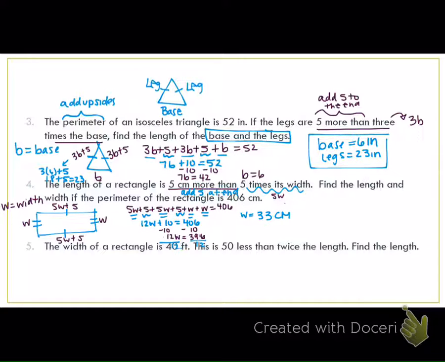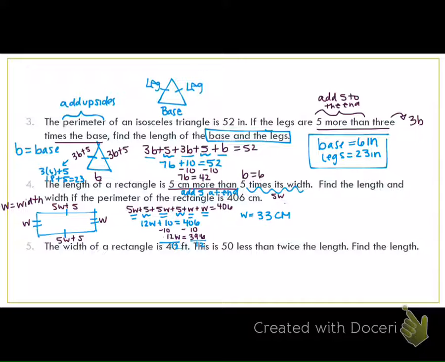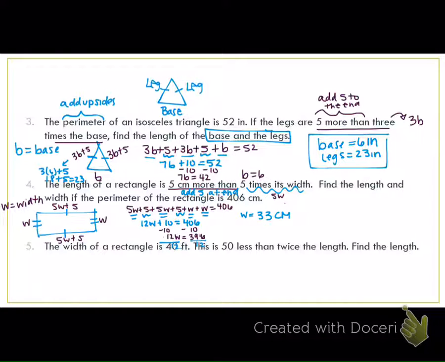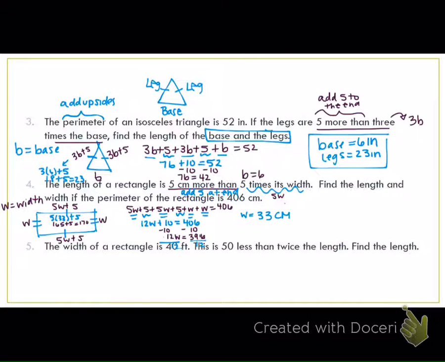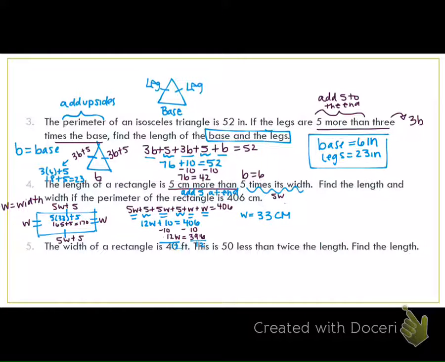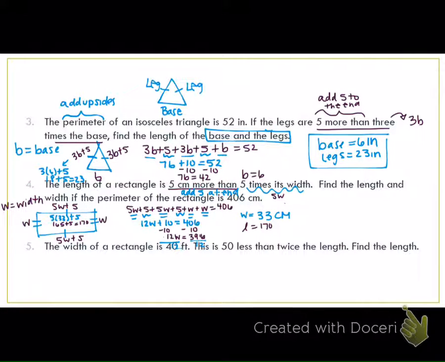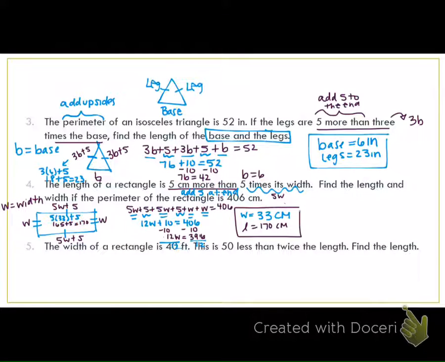centimeters? Then how can I find the length then? What can I do now to find the length? Myra, go ahead. So we do 5 times 33 plus 5. 5 times 33 is 165 plus 5, which is 170. So the length equals 170 centimeters. Okay, look at those first two before we do the next one and see if you have any questions for me.